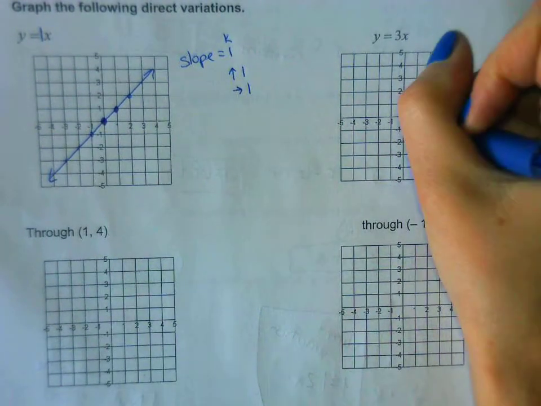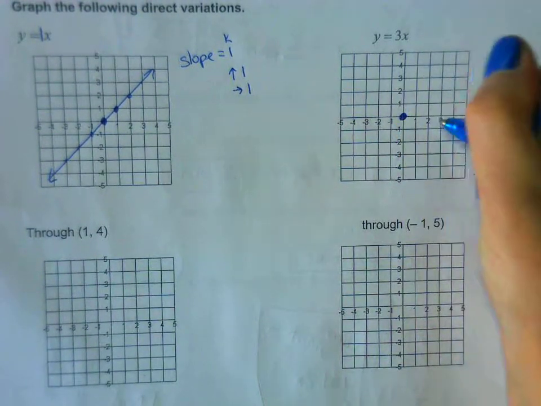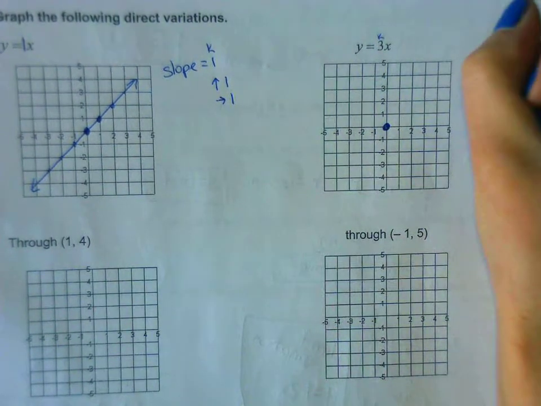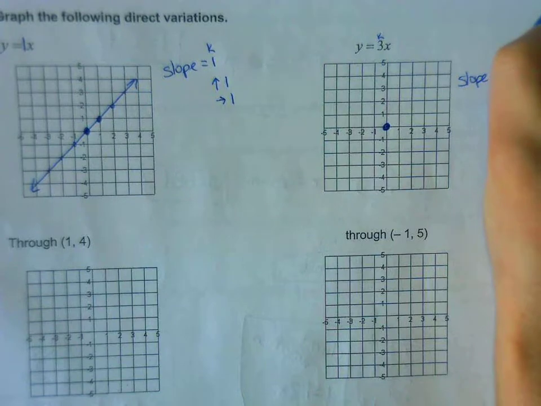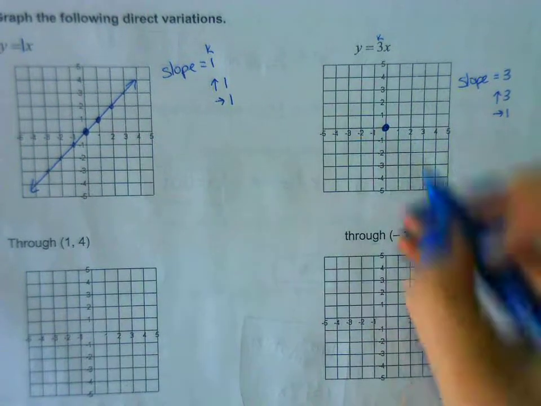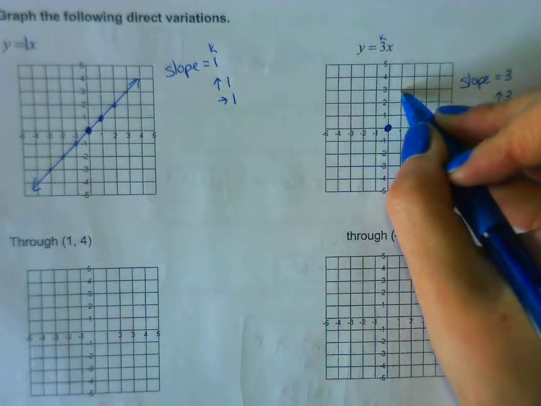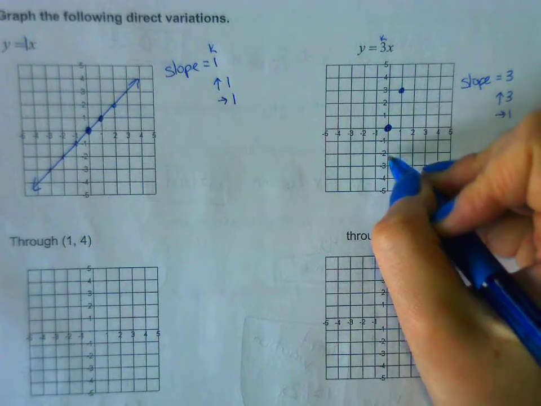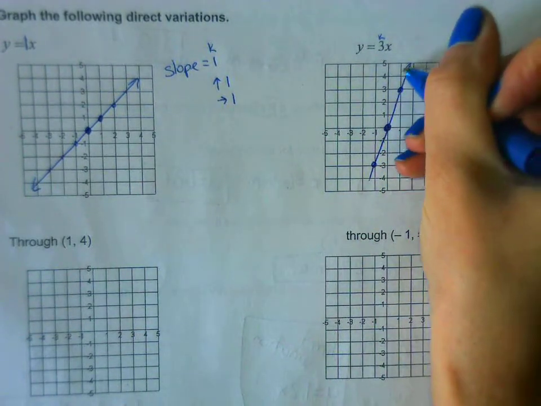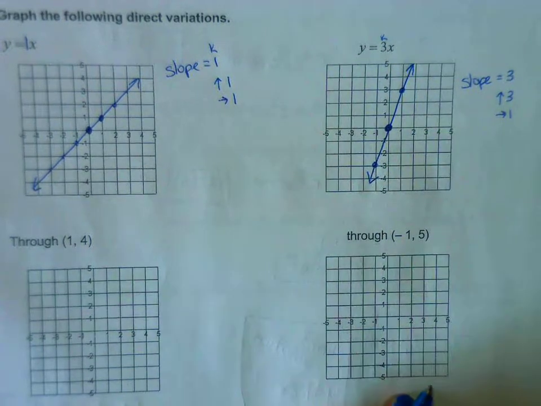For the next one, we start at 0, 0. My constant is a 3. So that means my slope is 3, which tells me to go up 3, to the right 1. So up 3, to the right 1. And I'm going to go in the reverse order. So here is my direct variation graph.